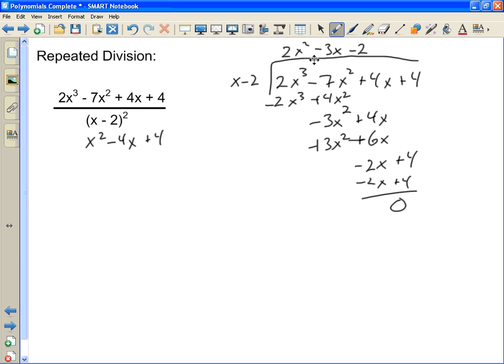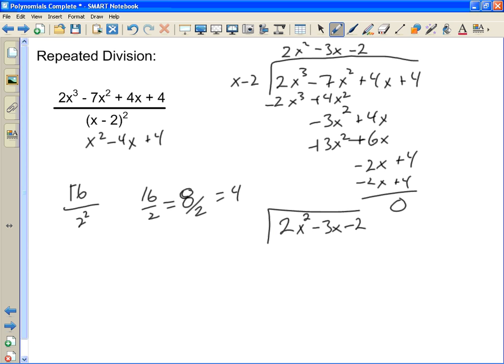So now when I go to divide by the next one, I'm not going to divide this. I'm going to divide my answer by this. This would compare to dividing 16 divided by 2 squared. Instead of squaring this out, we're taking 16 divided by 2 to get 8, and then dividing by 2 again to get 4. That's what we're doing. So we're taking our answer and dividing by the other divisor. So I'm going to take my answer to that one. Oh, it's a squared. And dividing by the other one that I didn't use yet.